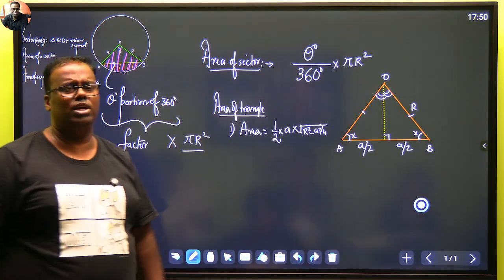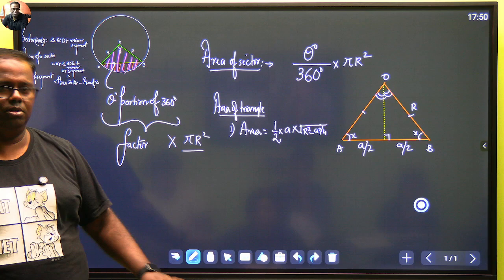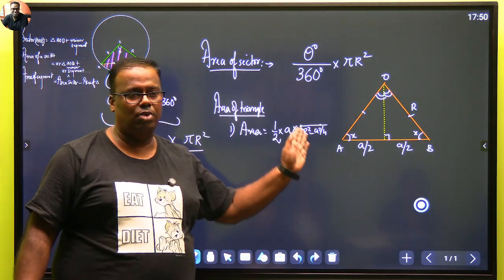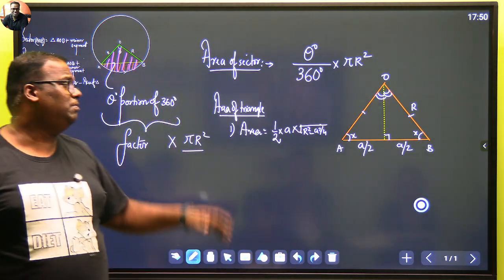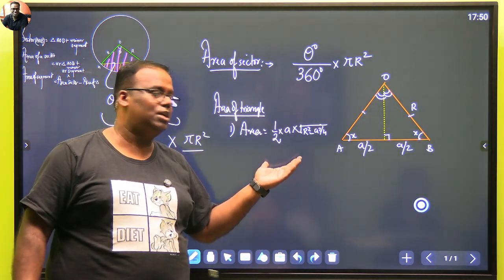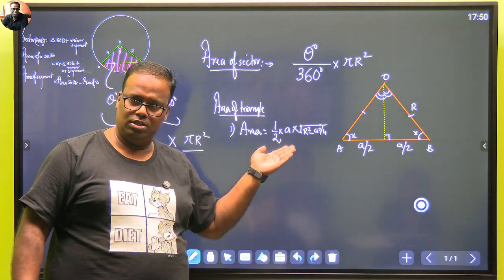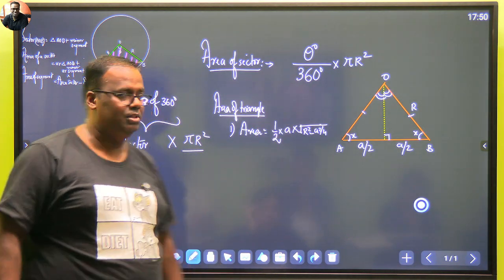a by 2 कैसे होगा रे? Hypotenuse square minus a square by 4. Okay, a by 2. So this is one way of finding. Many books will simplify and give you a formula. Don't break your head to memorize that formula. This is from common sense, you should be able to do. Understood? This is one way of finding the area.